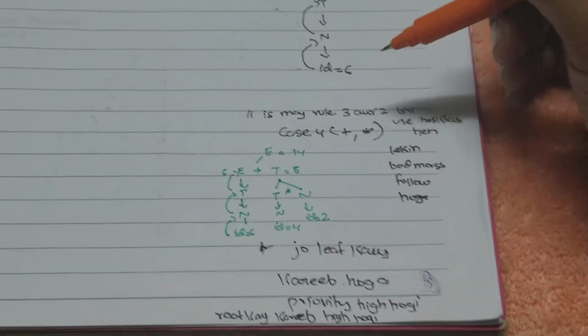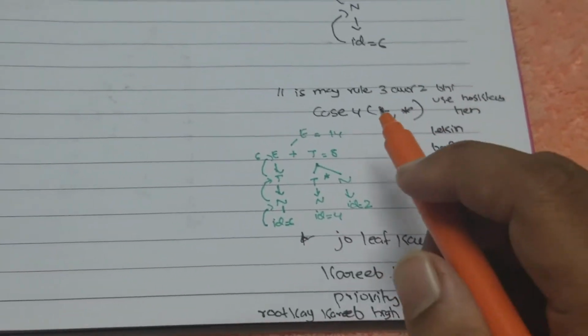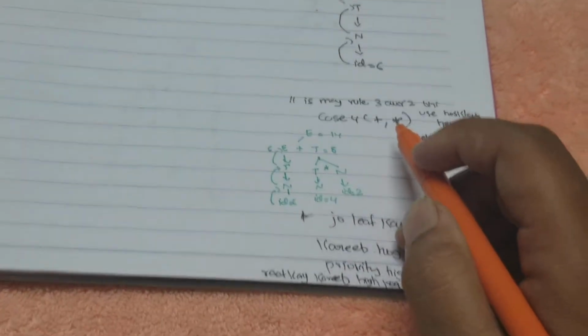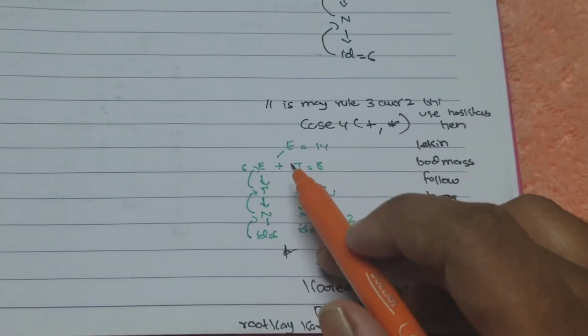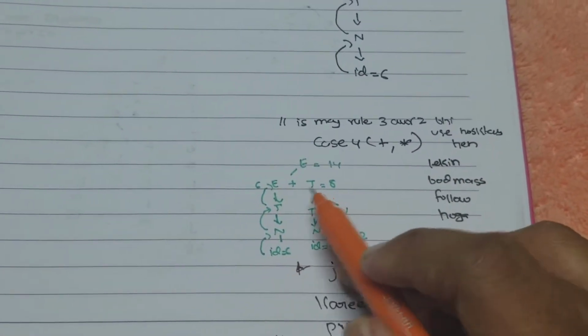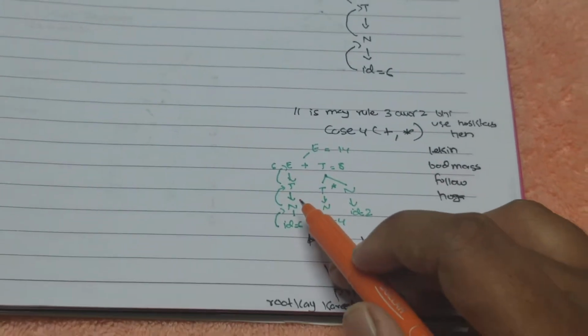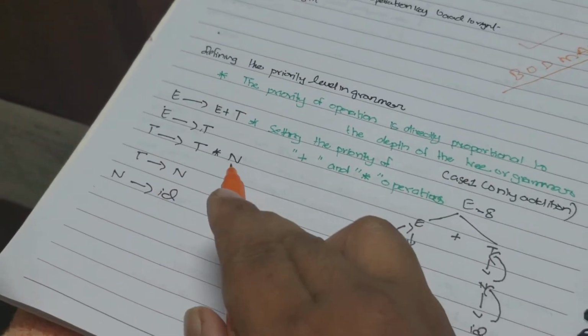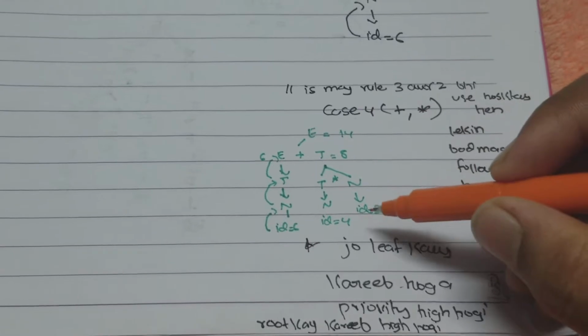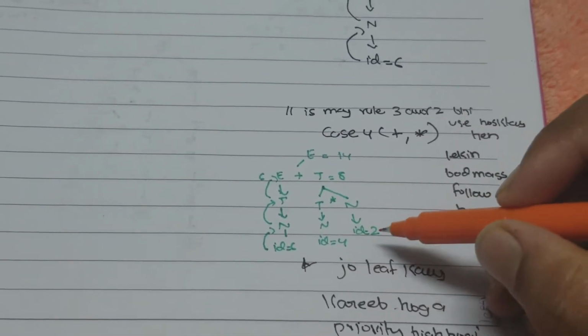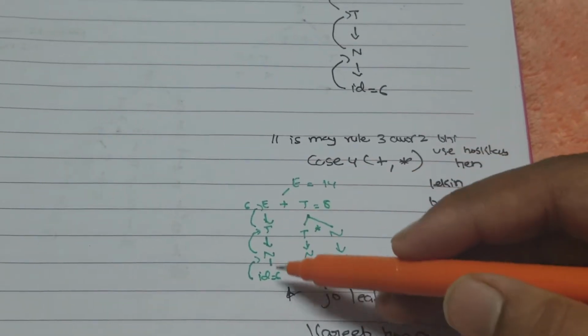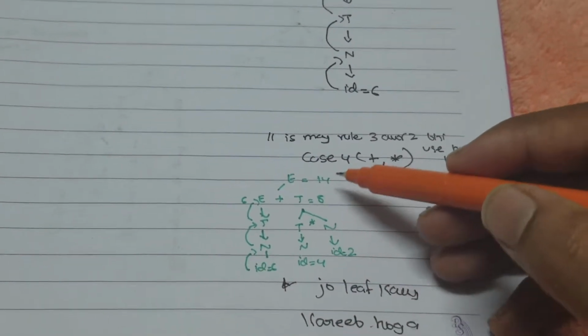Now case 4 is that we can use multiplication and also addition. So E can be replaced by E plus T, E can be replaced by T, T can be replaced by T into N, and T can be replaced by N, and N can be replaced by ID. The value here is 4 2s are 8. 8 comes in here, and the value of this is 6. 6 plus 8 equals 14.